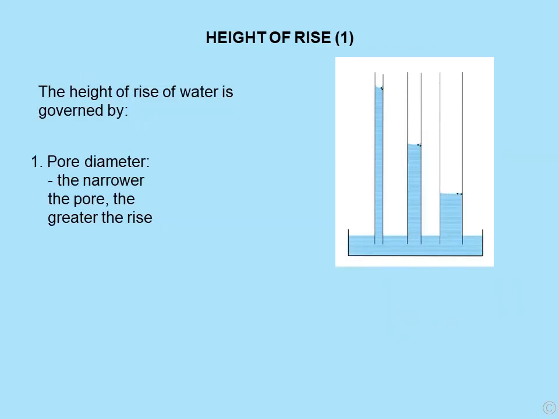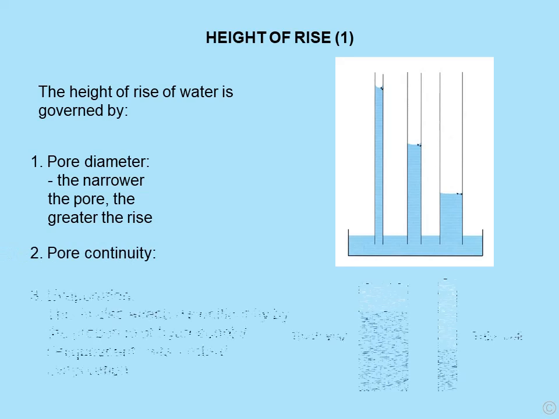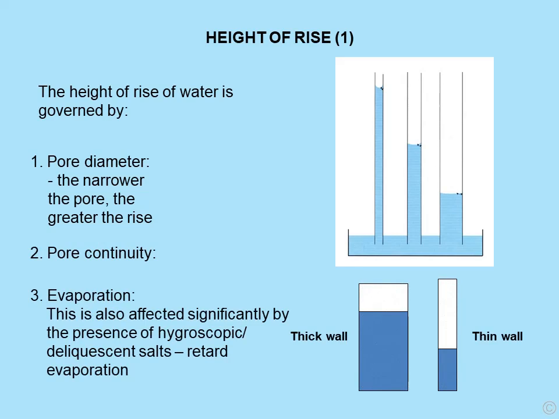How high can water rise? Well, the height is governed by several factors. 1, the pore diameter. The narrower the pore, the greater the height of rise. 2, obviously, pore continuity. The pores must be continuous up the wall. And 3, evaporation. And that is affected significantly by the presence of hygroscopic or deliquescent salts.